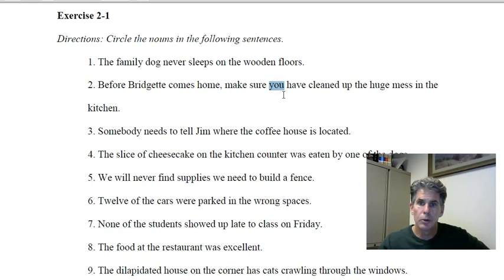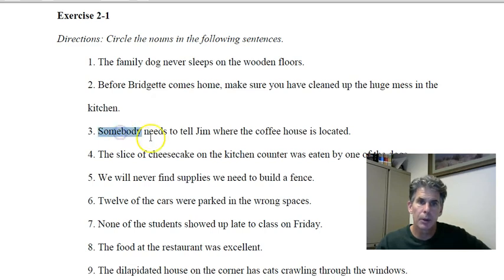If you picked you, I'm totally fine with it. That's a pronoun. If you didn't pick it, I'm fine with it too. You is a pronoun. Mess is a noun, and kitchen is a noun. If you're going to miss any, it's going to be you, and that's forgivable. But mess is a noun. Okay. One little hint: if it has the word the in front of it, you probably have a noun. Huge is describing the mess. But if it has the word the in front of it, you almost certainly do have a noun, like you do with the kitchen.